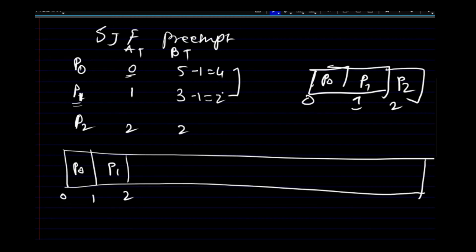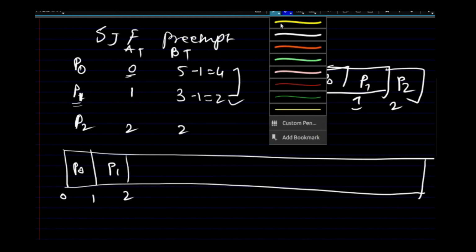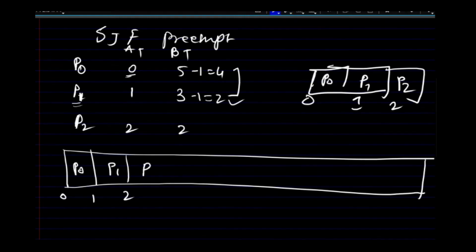Now again check the remaining burst times: 4, 2 and 2. Which will be executed? Again P1 will be executed because it is the shortest one and arrived first. P1 will execute from 2 to 3, then its remaining burst time equals 1. Again P1 is the shortest, so P1 will execute from 3 to 4.